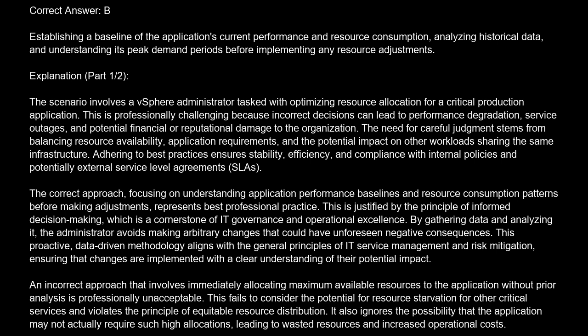The correct approach, focusing on understanding application performance baselines and resource consumption patterns before making adjustments, represents best professional practice. This is justified by the principle of informed decision-making, which is a cornerstone of IT governance and operational excellence. By gathering data and analyzing it, the administrator avoids making arbitrary changes that could have unforeseen negative consequences. This proactive, data-driven methodology aligns with the general principles of IT service management and risk mitigation, ensuring that changes are implemented with a clear understanding of their potential impact.